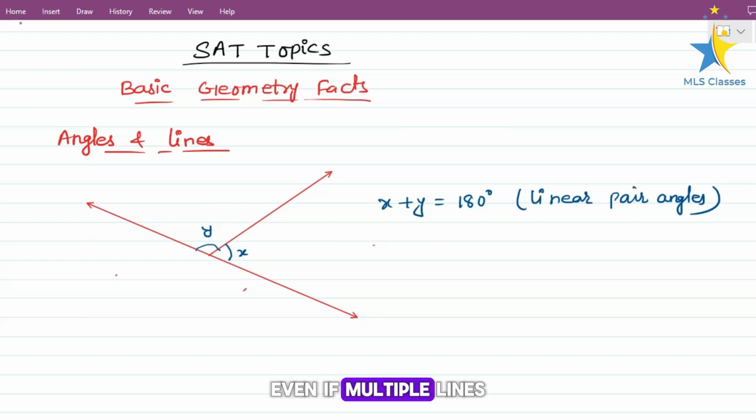Even if multiple lines are there in a straight line, if it is divided into multiple parts, then all of them have a sum of 180 degrees. So we can simply say angles in a line sum to 180 degrees. So this is the linear pair angle.